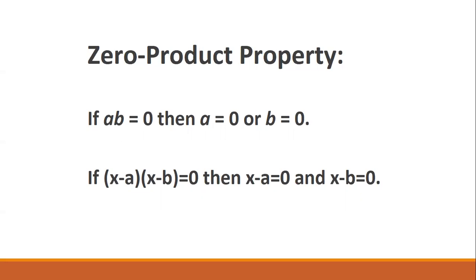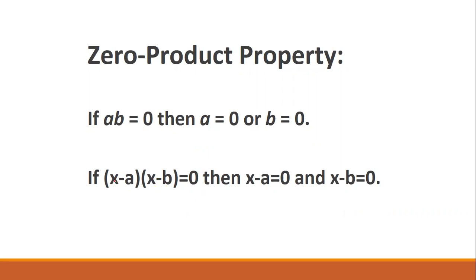Zero product property is saying that if you have two factors, A and B, equal to 0, that means that one of the factors has to be equal to 0, right? Does that make sense? Otherwise, could I get a product of 0? No. So one of them has to be equal to 0.